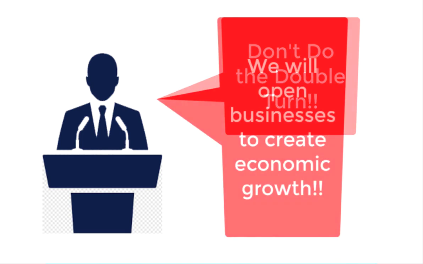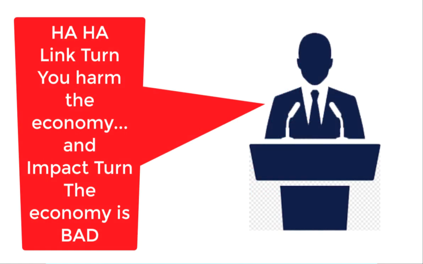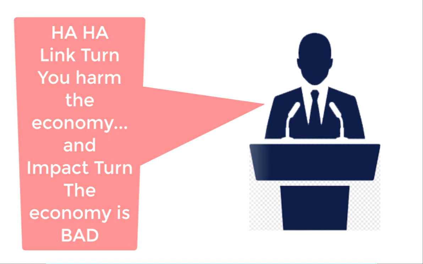Here's how it happens. Let's say your opponent claims COVID-19 is harming the economy. So we're going to open up businesses. That will create economic growth. You say, awesome, link turn. If you open up businesses, that's actually not going to create economic growth. And on top of that anyways, economic growth is bad. We just turned ourselves. Why? We said economic growth is bad, and we said, unlike our opponent, we're going to achieve economic growth. We just double turned ourselves.